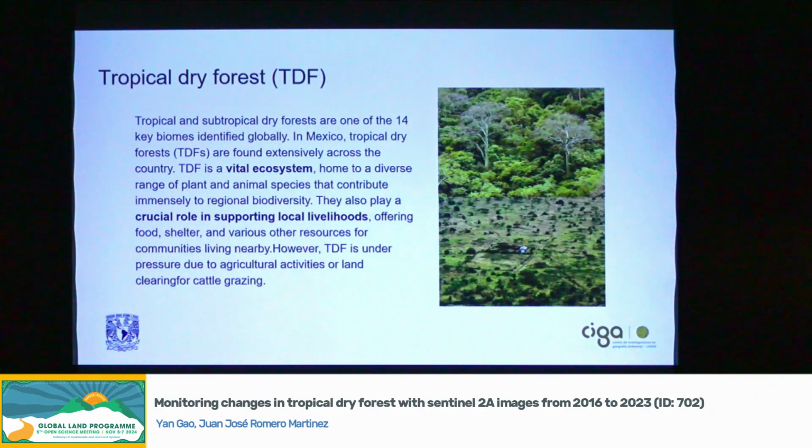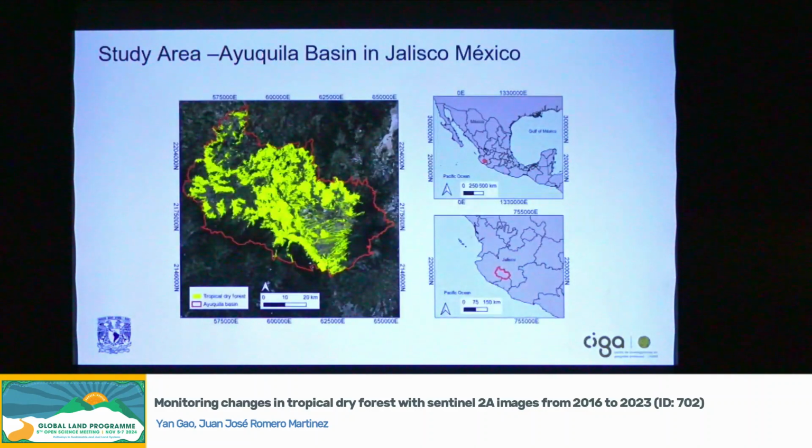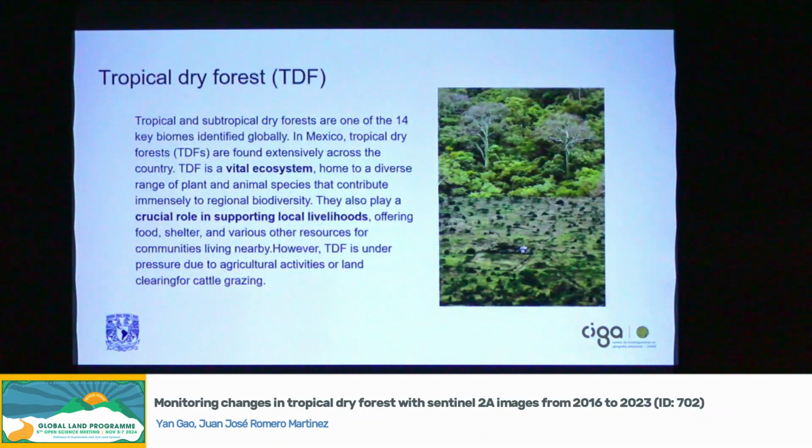I'm not sure this is the right presentation, but anyway, here is a general description of the tropical dry forest. As you can see in the study area, the tropical dry forest has been designated for shifting cultivation and cattle grazing. So there is quite a lot of degradation going on there.